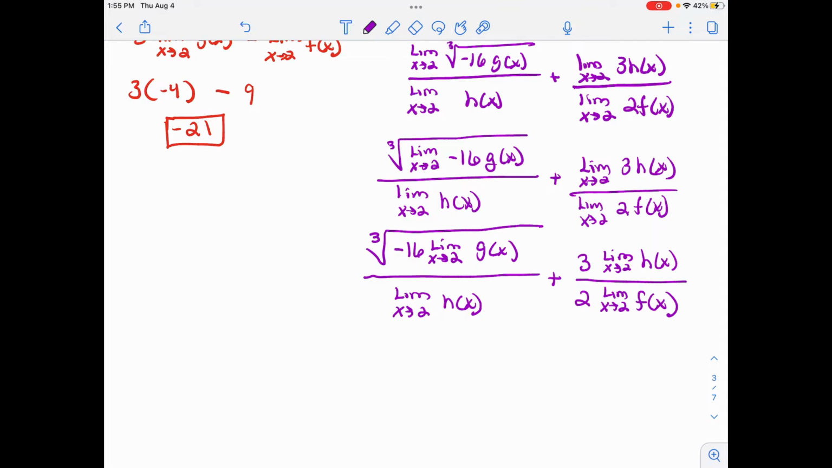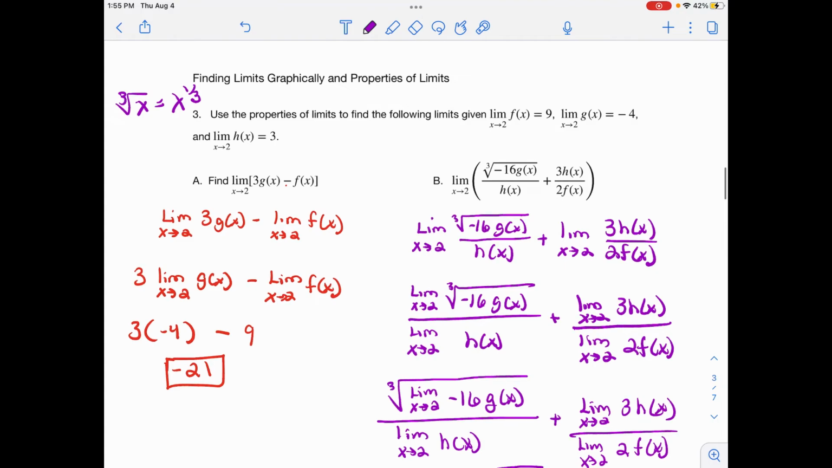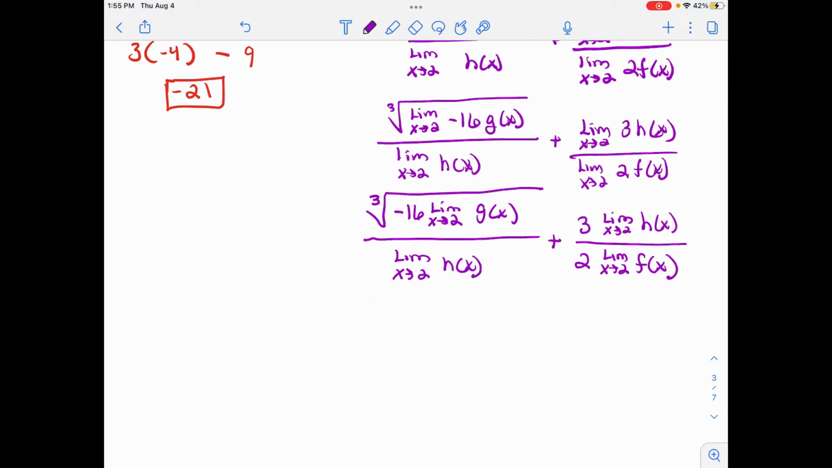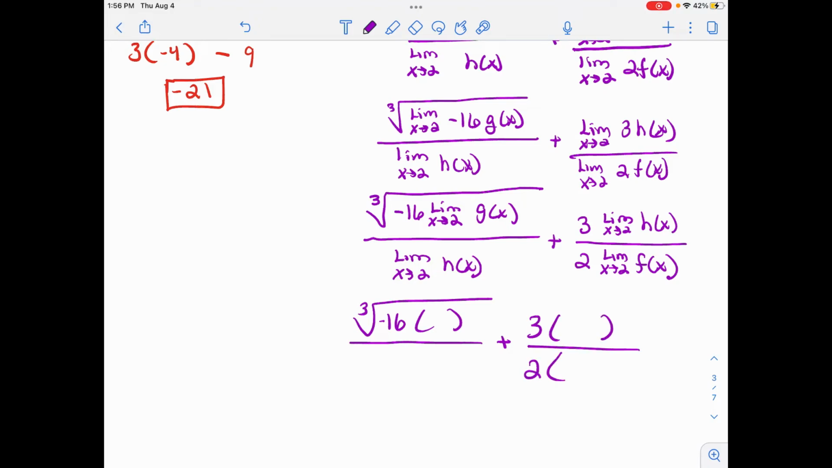Okay. And now we have the limit as x goes to 2 of g of x, the limit as x goes to 2 of h of x, and the limit as x goes to 2 of f of x. And that was in our given information. So if we look back here, we've got the cube root of negative 16 times some value over some value plus 3 times the value over 2 times the value. Well, the limit as x goes to 2 of f of x was 9. So I can plug in a 9 there.